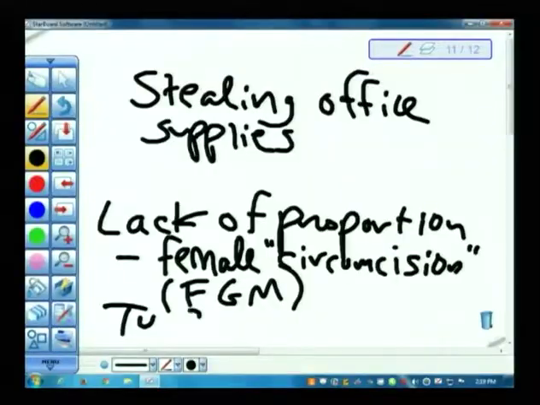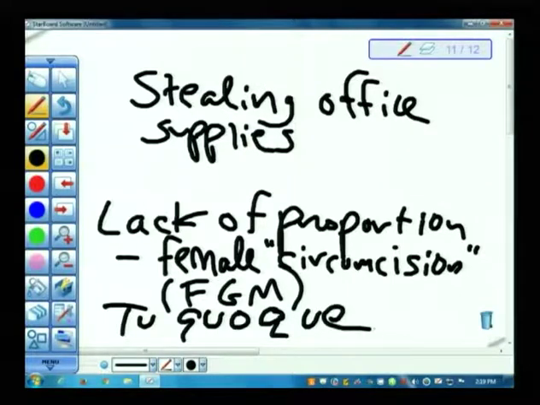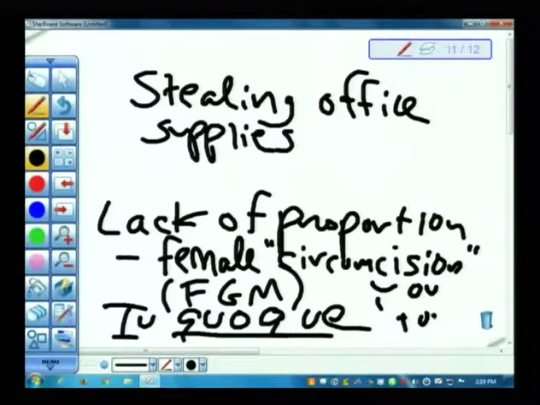So anyway, this is a lack of proportion, and this is also a good example of the tu quoque, more Latin words. Tu quoque means you too. You do it too. Well, even if you do it too, doesn't mean that doing it is good, right?